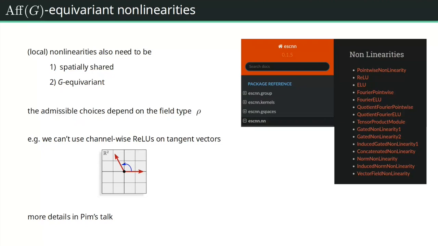And in our library, you have all these options of different equivariant nonlinearities which you can choose from. That's still an active field of research, which one works best, since this affects the performance of the models a lot. And Pim will later talk more in detail about one choice of nonlinearity, or tomorrow, I guess.